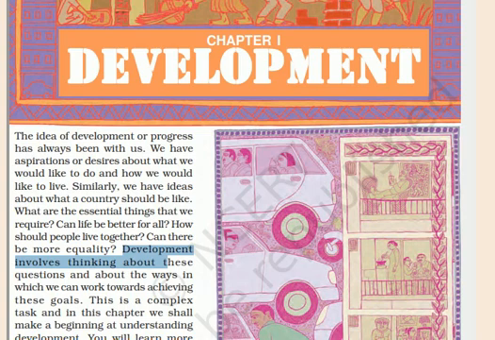It means if we are thinking about a better life, then we will develop our standards and our technologies. If we require essential commodities for daily use, then we can develop things and equipment. Can there be more equality? It means we need to develop our government system. So thinking about these questions is one part of development. Development is a complex task, and in this chapter we shall make a beginning at understanding development.